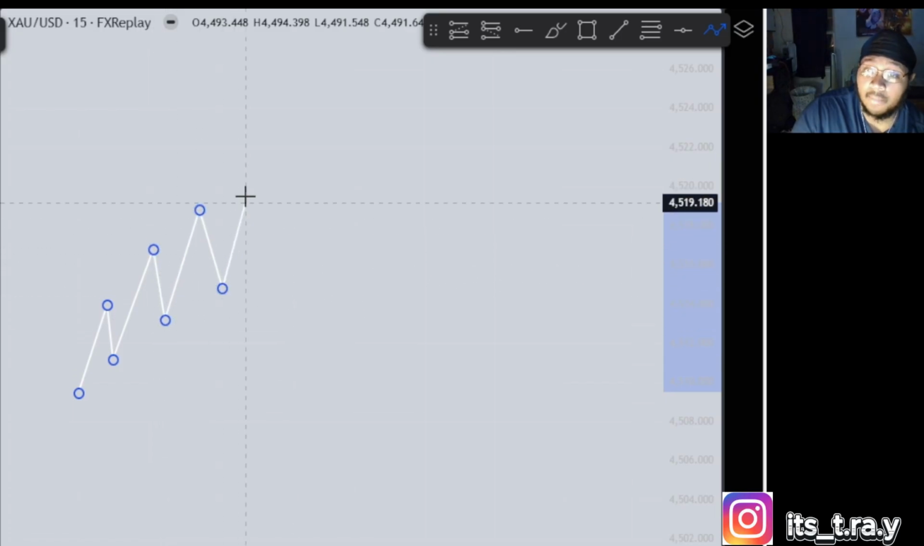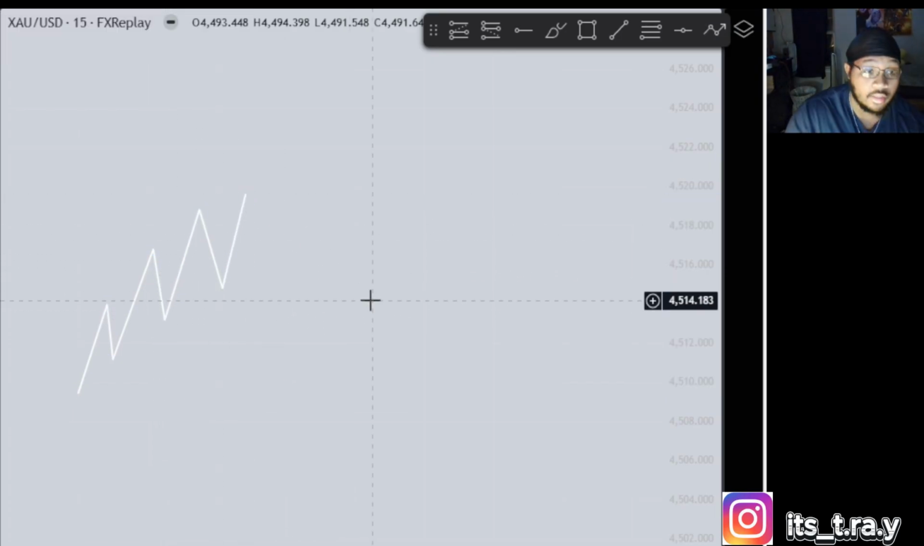Pretty simple, right? That's all an uptrend is. It's just when price is trending up. Now, as you can see, price doesn't go just up in a straight line. It's making highs and lows, right?